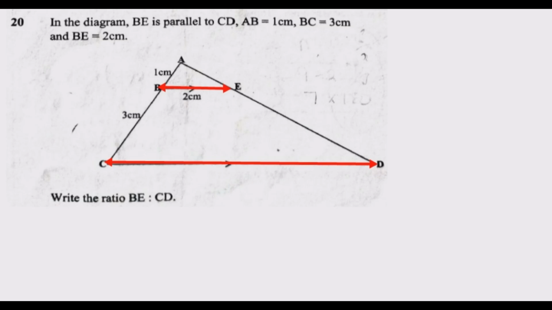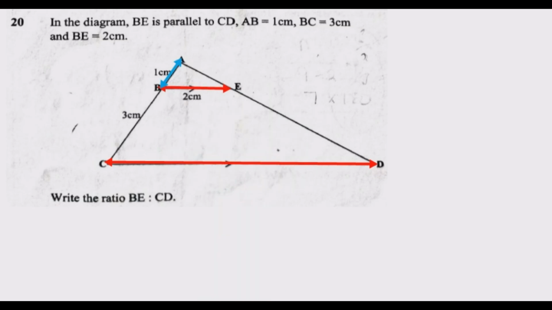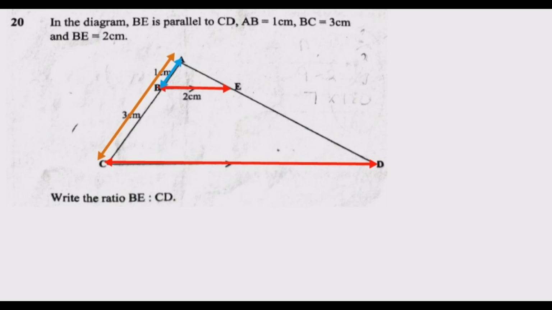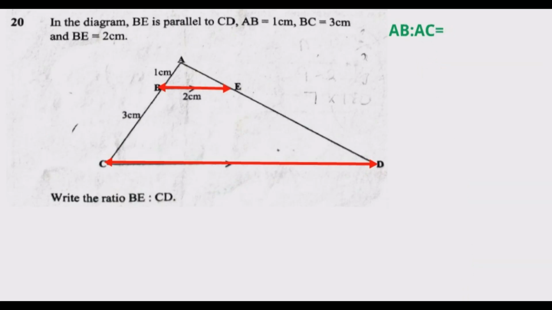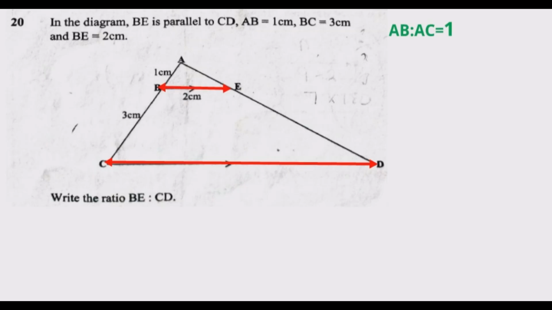So what we can use is AB, which is given, and AC, which is given. So we can use the ratio of AB and AC. So we can come up with a ratio which is AB to AC. So what is the size of the side AB? That is 1 centimeter. So we're going to write 1 there. I'm not going to put the units because I'm writing the ratio.